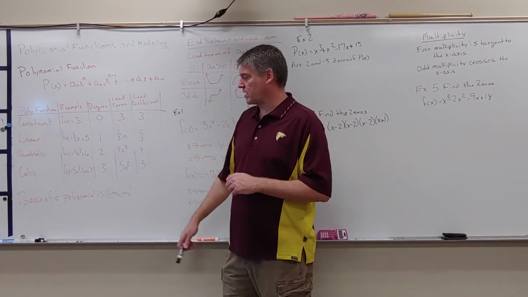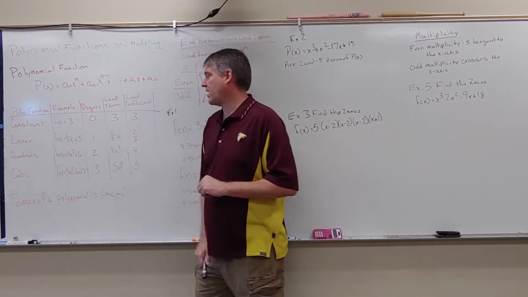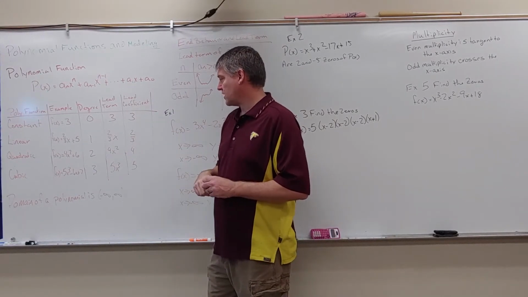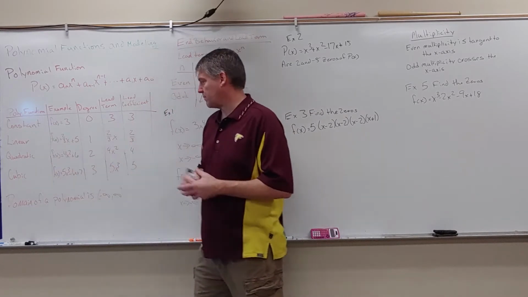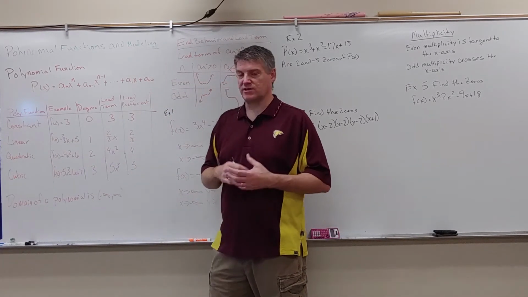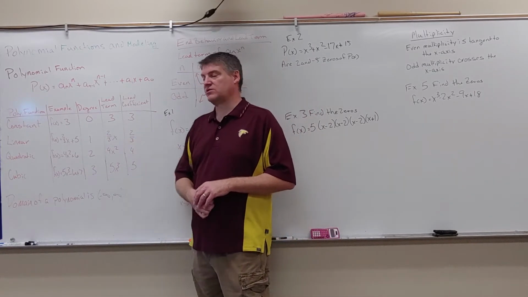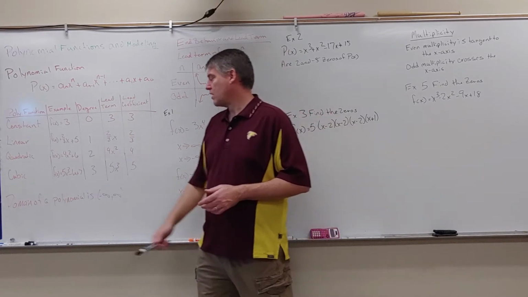We go up to cubic here, but they can go up to any power. So a constant, f of x, this is 0 degree. My lead term is 3, and my lead coefficient is also 3. I have linear, which you guys are really familiar with. F of x equals 2/3 x plus 5. That's degree 1. My lead term is 2/3 x, and my lead coefficient is 2/3.